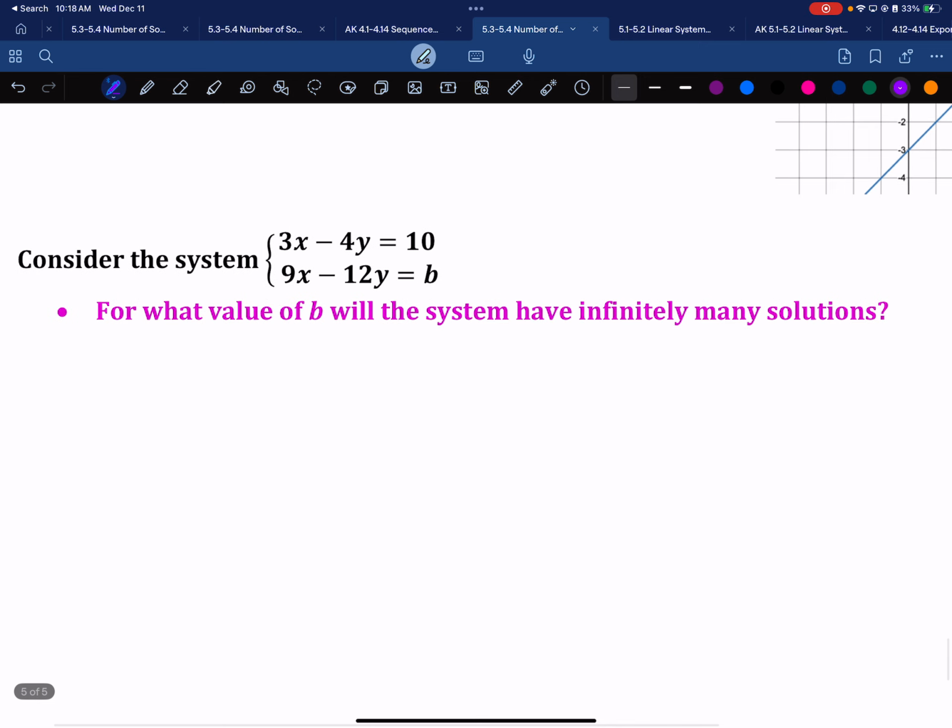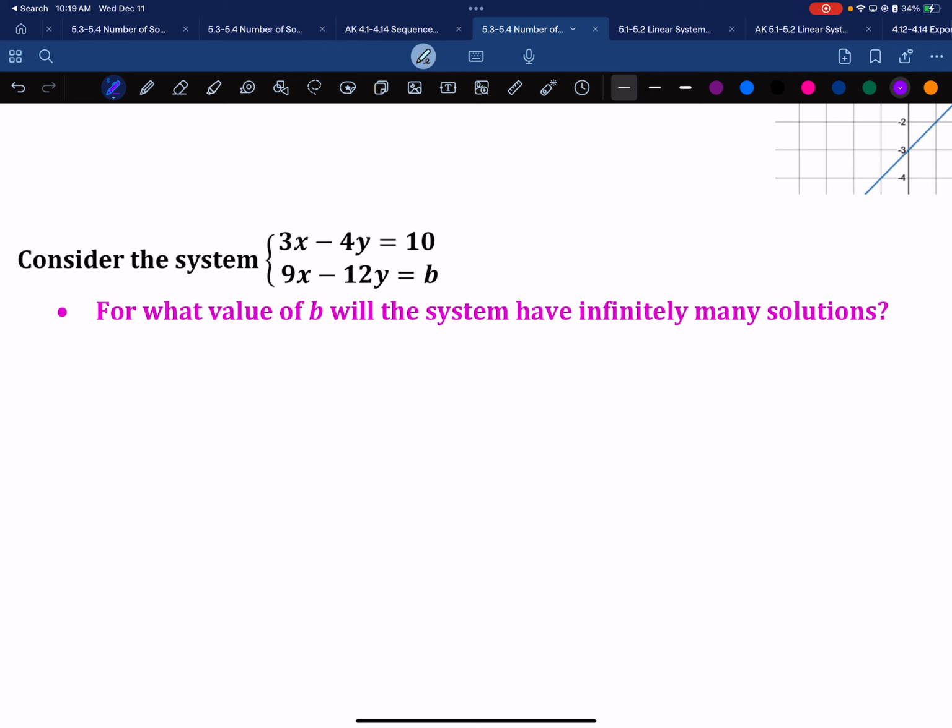Okay, so we have this system. We want the system to have infinitely many solutions, right? And so algebraically, that looks like number equals number, and it's the same number. It also looks like the slopes are the same and the y-intercepts are the same. So I really genuinely want to know, what are your thoughts on how we could find out that value of b?